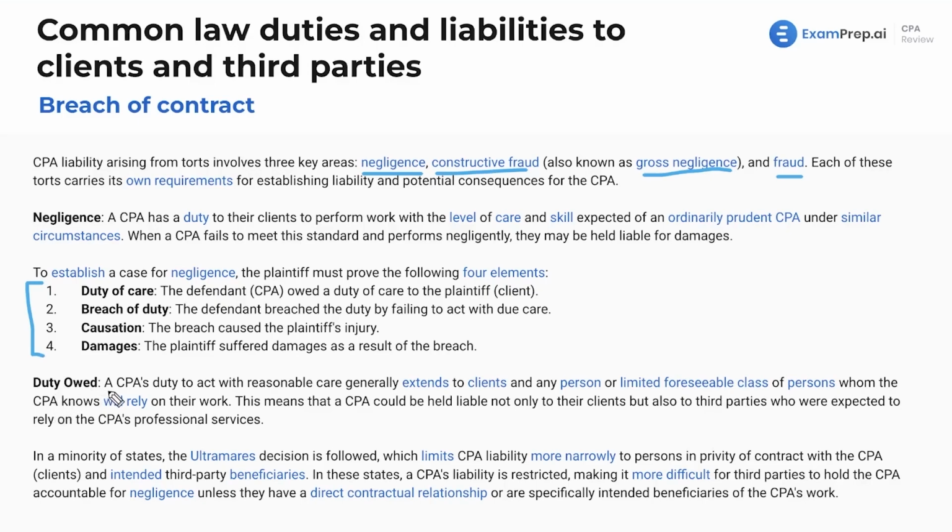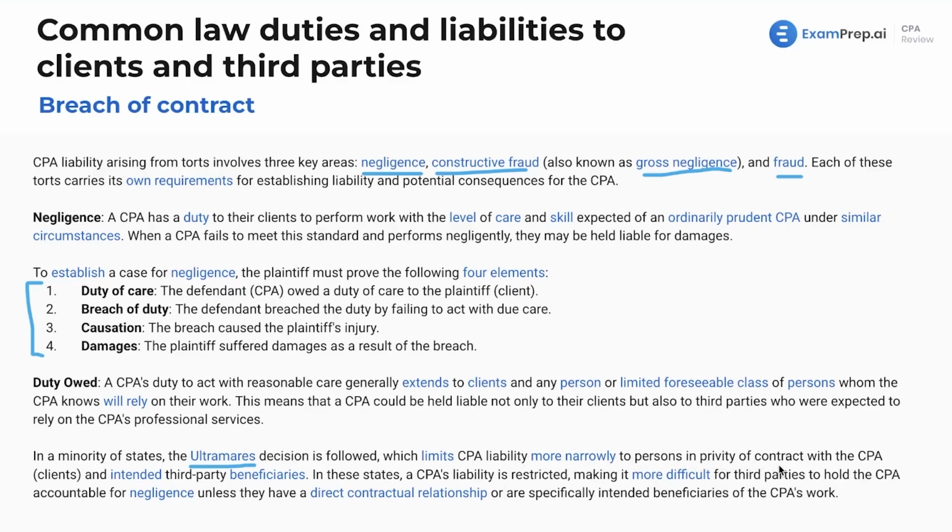Next, the duty owed. A CPA's duty to act with reasonable care generally extends to clients and any person or limited foreseeable class of persons who are expected to rely on that work. Now, this is kind of the difference. This is why we're bringing it up again. In a minority of states, I want you to know what the Ultramares decision is. This is something that may come up in the exam, and it is followed, which limits CPA liability more narrowly to persons in privity of the contract.